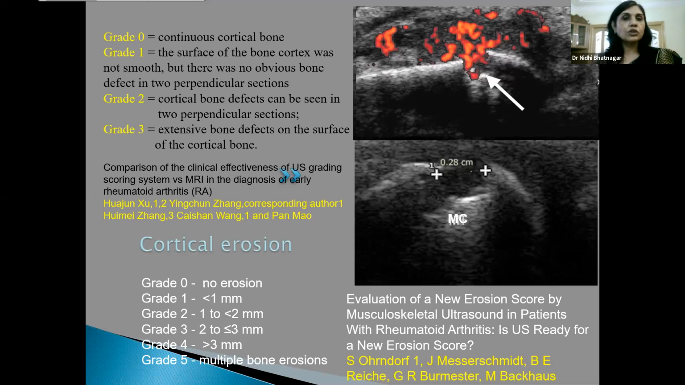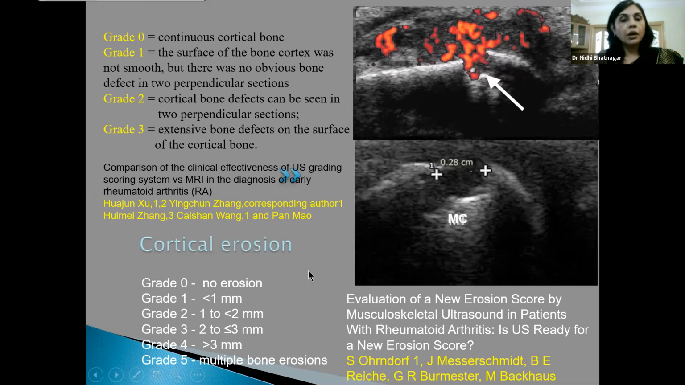Now, there was a classification that was proposed by Wang et al., and he defined 4 stages of cortical erosions depending upon the morphology. So if there is a continuous cortical margin, then it is grade 0, but if there is a surface irregularity but no obvious bony defect, it was given grade 1. Then there was a cortical bony defect, which you can see in 2 perpendicular planes, and this cortical erosion was grade 2. And then of course, extensive bony deformities and defects altering the entire joint configuration was grade 3. This kind of had a sort of fence sitting here, if there was under or over estimation.